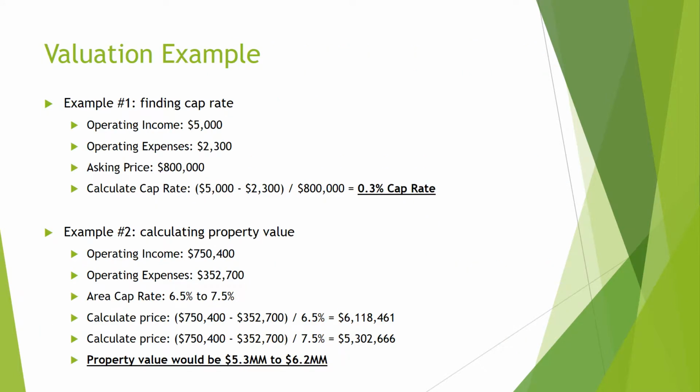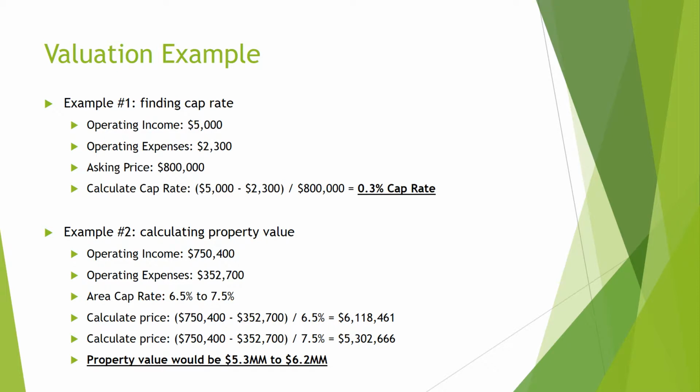So let's try to put this all together into one final calculation. In example 1, we're trying to find the cap rate of a property. We know the operating income is $5,000, the operating expenses are $2,300, and the asking price is $800,000. To calculate the cap rate, we do 5,000 less 2,300 divided by 800,000. That's a 0.3 cap rate. That's probably a California property. And the reason I chose low numbers like 5,000 and 2,300 is to show you that it works at every level of numbers that we choose.